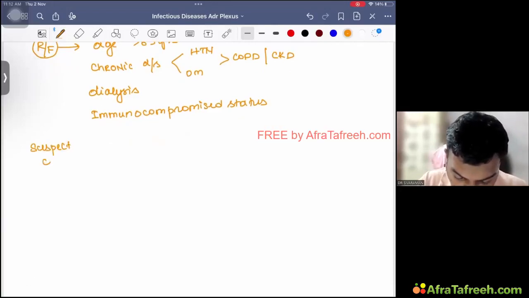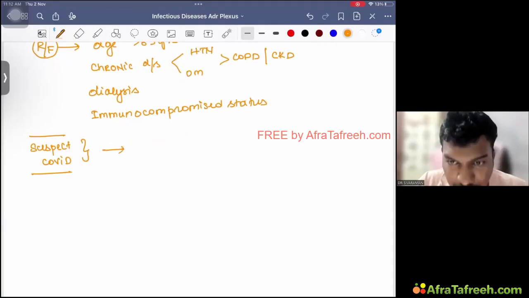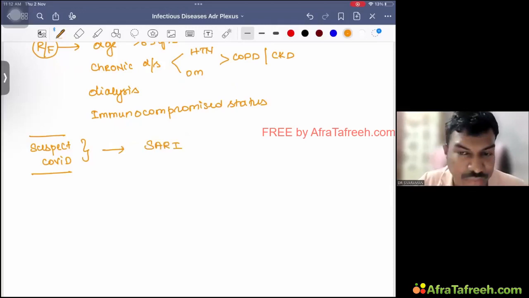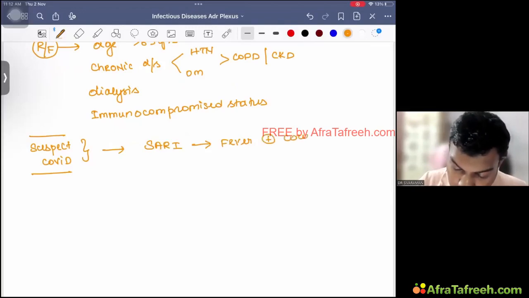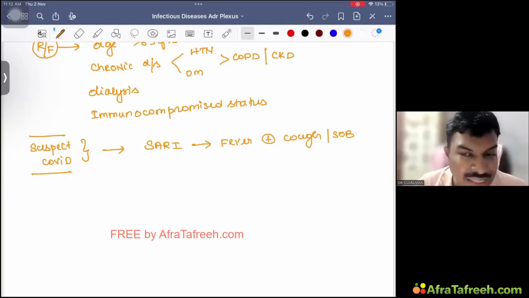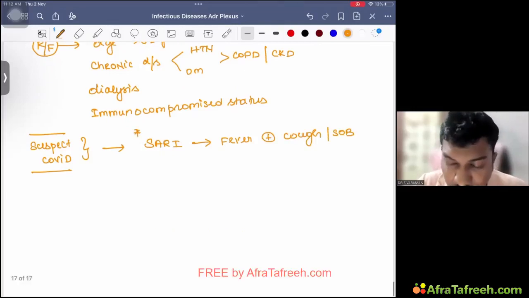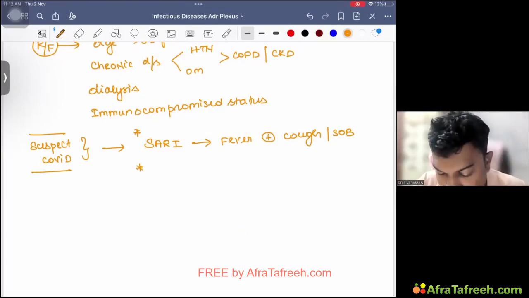When will you suspect COVID? Whenever you have any patient with severe acute respiratory tract infection, where the patient comes to you with fever, cough or shortness of breath. So a patient comes and tells you, sir, I have fever with cough and shortness of breath, and I had a history of travel to a country.